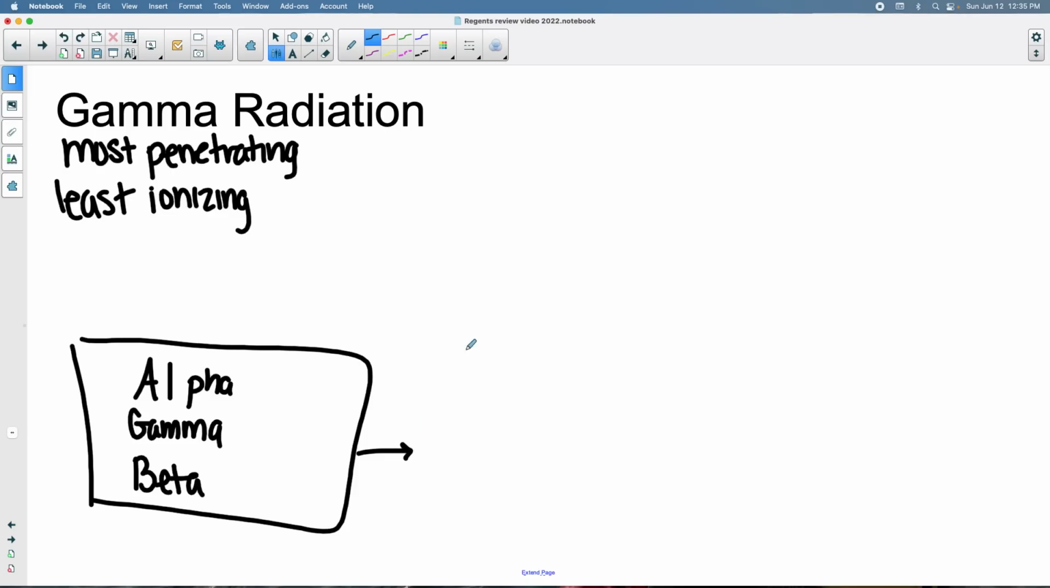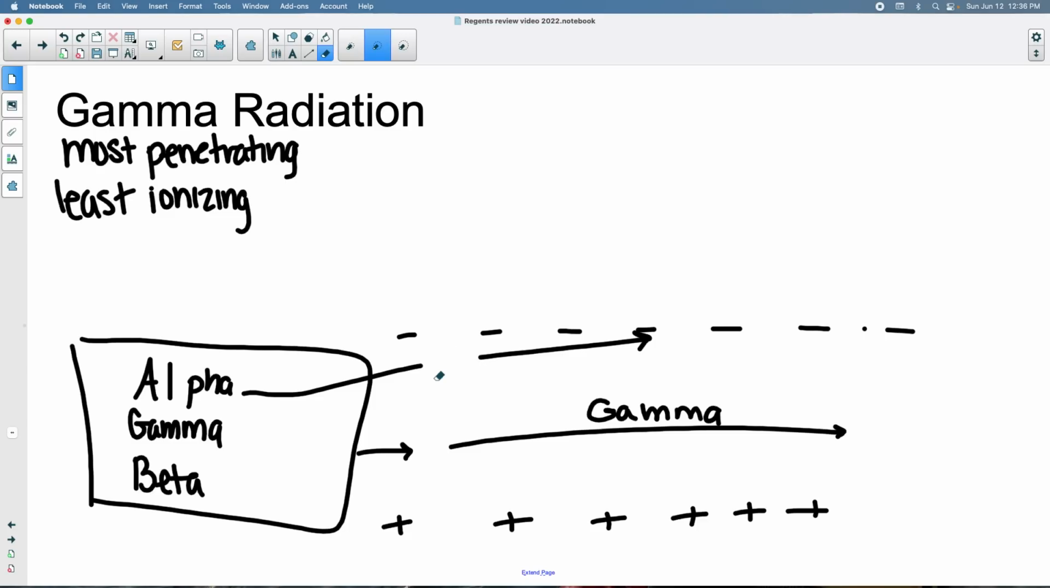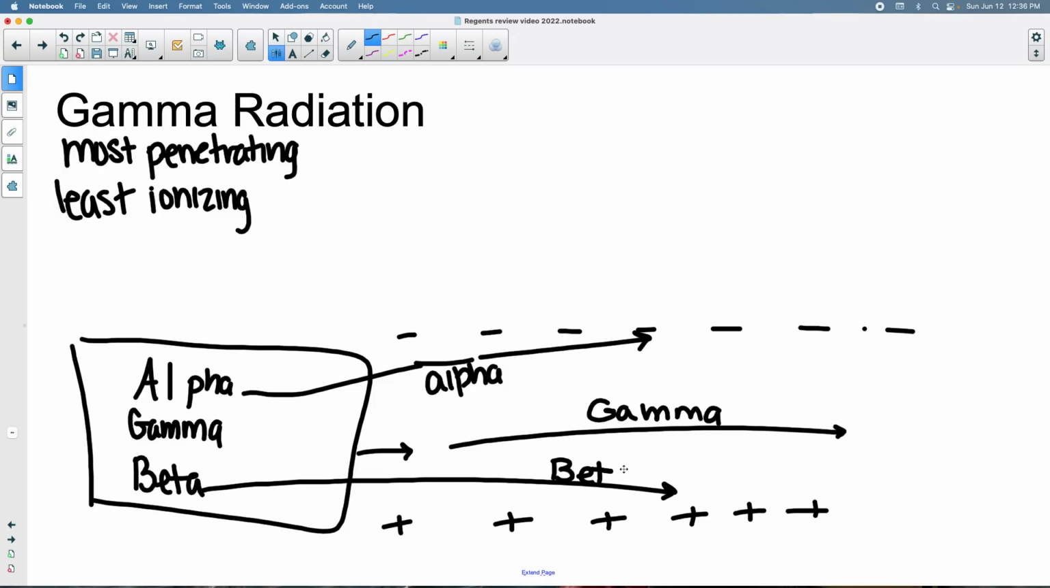If I push them out here and there is an electric field with negatives and positives, gamma will go straight through because it has no charge, it's not attracted. Alpha has a positive charge, so it will go towards the negative. Beta has a negative charge, so it will be attracted to the positive. Okay, opposites attract. Gamma has no charge, it will not be attracted.